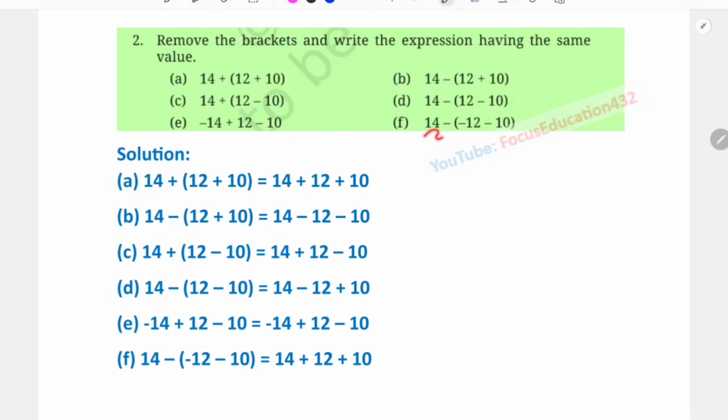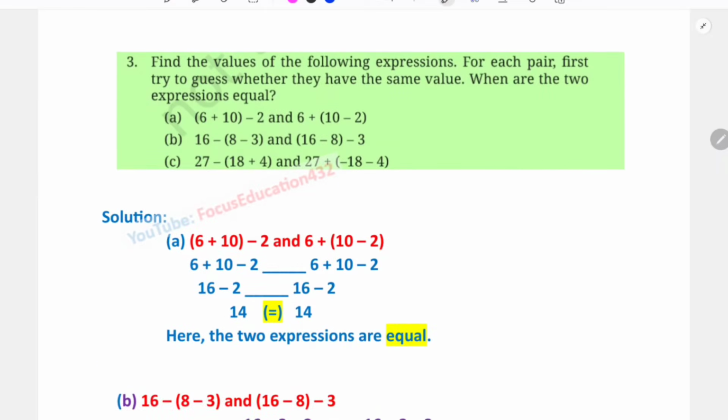And the last one, 14 minus, see, outside the bracket minus. So if outside the bracket there is minus, inside minus becomes plus. Both are inside minus terms, so they become plus. So 14 minus of everything, both minus will become plus: 10 plus 12. This is what I have already explained repeatedly. Now third question.